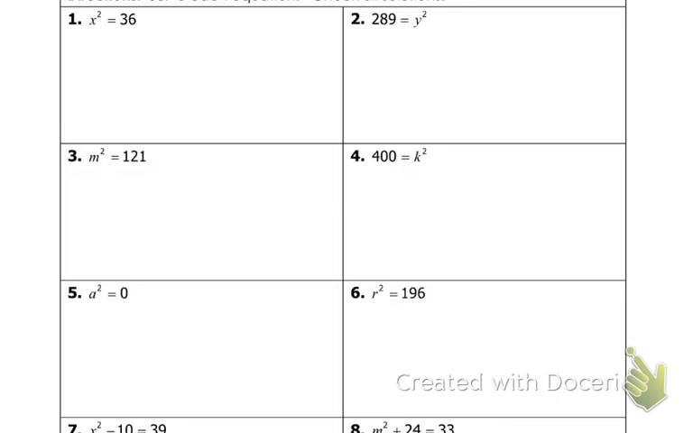All right, so for the first problem, what's the opposite of x squared? How do I undo x squared? You take the square root. And we're going to take the square root of both sides. That means that square is going to cancel out with the square root. And x equals the square root of 36, which is?